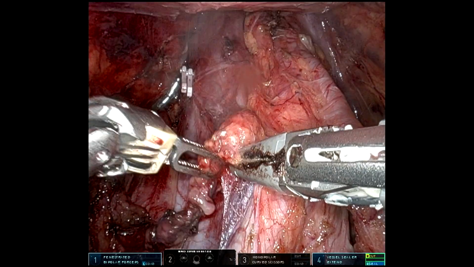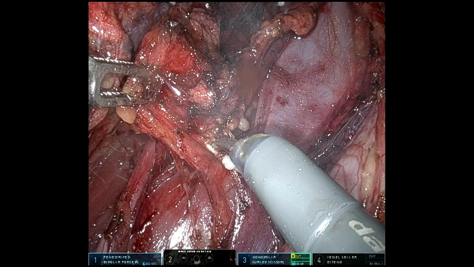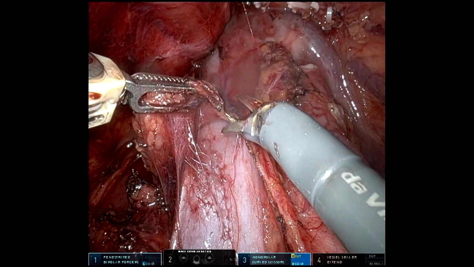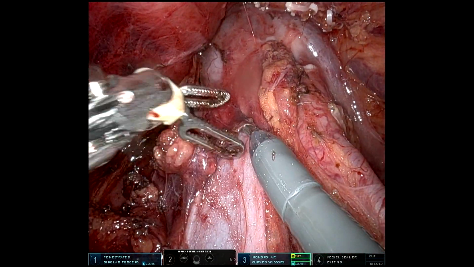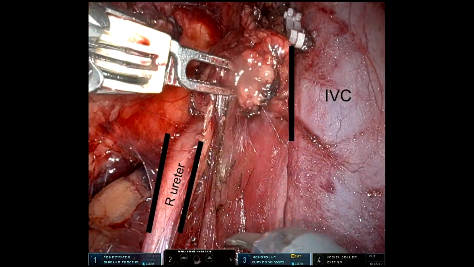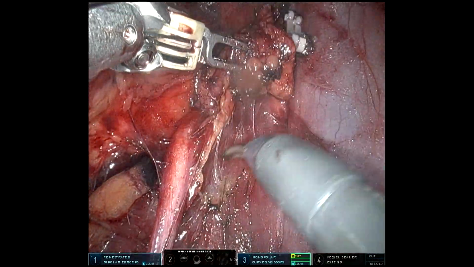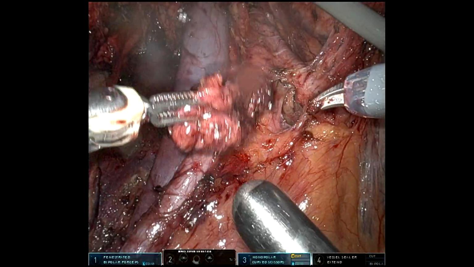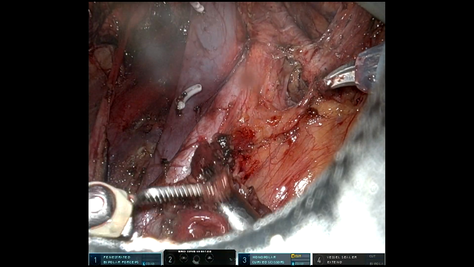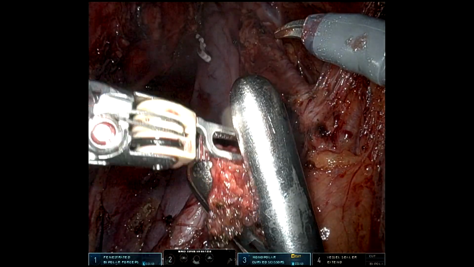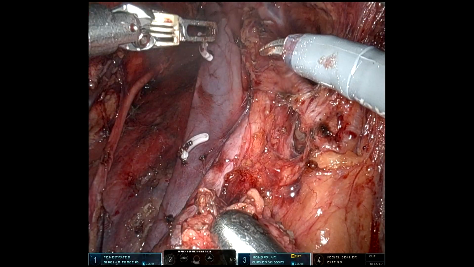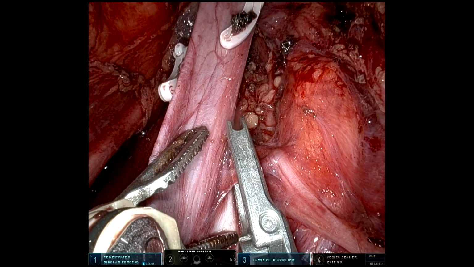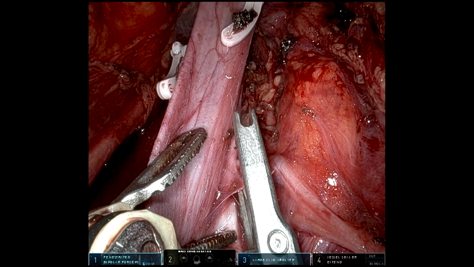Traction is placed on the nodal tissue as the dissection continues superiorly. The ureter can clearly be seen peristalsing in the background of the surgical field. Specimens are removed via the assistant port as they are amputated from the dissection. Attention is then turned to the medial aspect of the vena cava to proceed with dissection of the interaortocaval nodes.